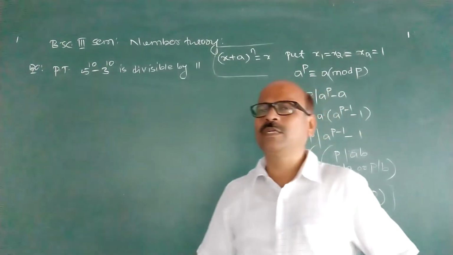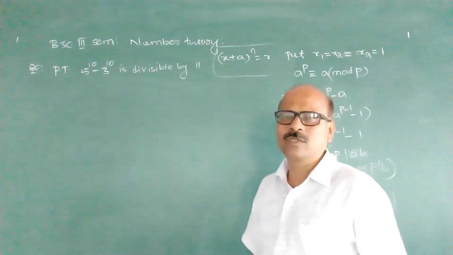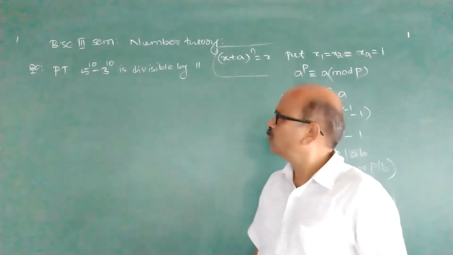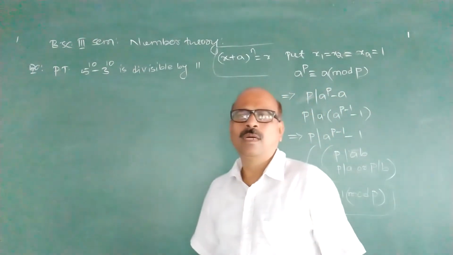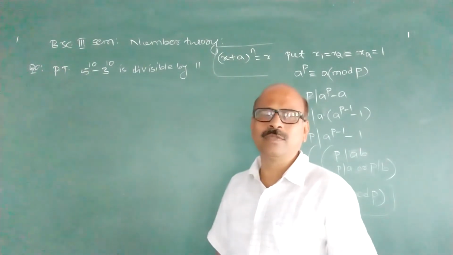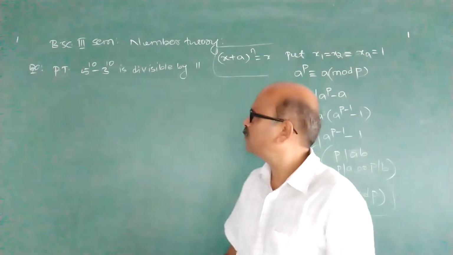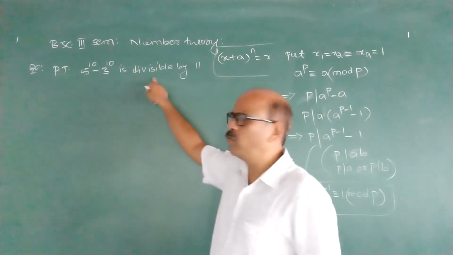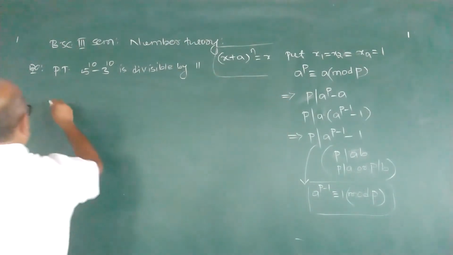We have solved some problems of this type in earlier classes also. There we have used the fact that the product of n integers is divisible by n factorial. Correct? We have used this one. But here we use Fermat's theorem. How to apply Fermat's theorem?